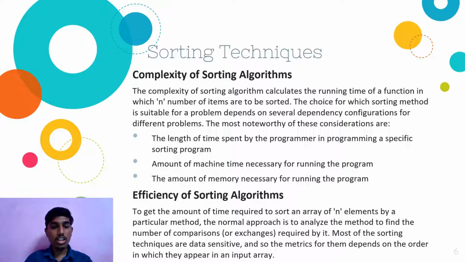Efficiency of sorting algorithms. To get the amount of time required to sort an array of n elements by a particular method, the normal approach is to analyze the method to find the number of comparisons or exchanges required by it. Most of the sorting techniques are data sensitive, and so the metrics for them depend on the order in which they appear in an input array.